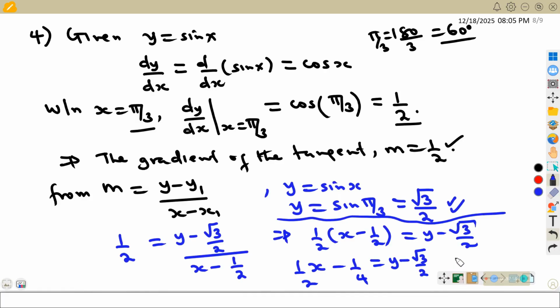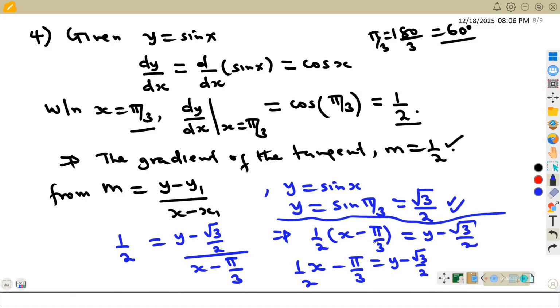Excuse me, sir. On the other part, I thought our x is pi over 3, not a half. Oh, yes. Thank you for that observation. Our x is pi by 3. A half is actually the gradient. So we should maintain pi by 3 here.